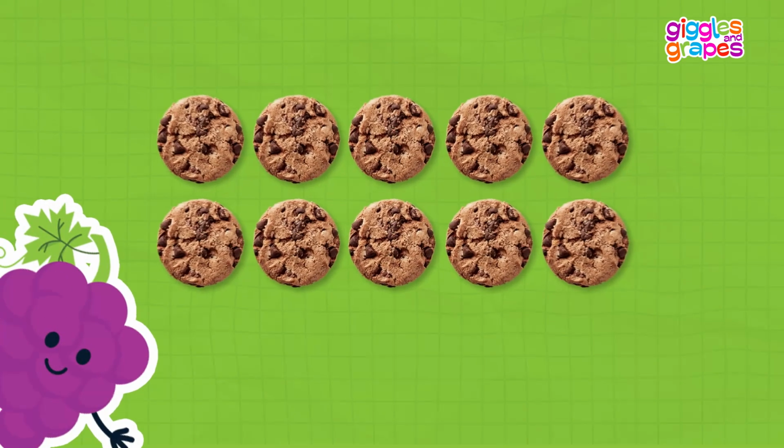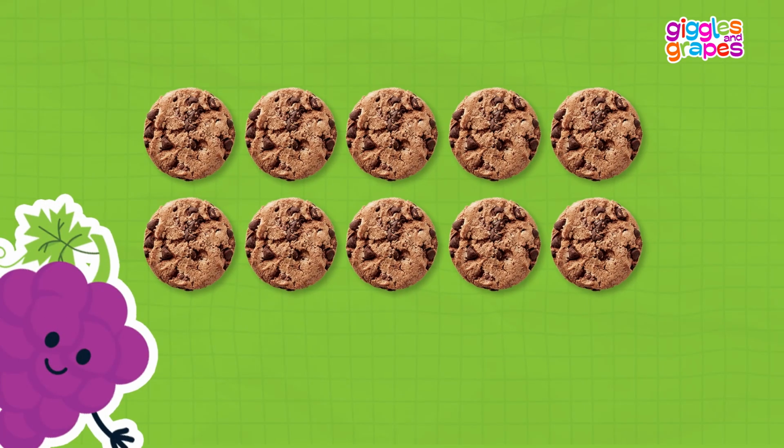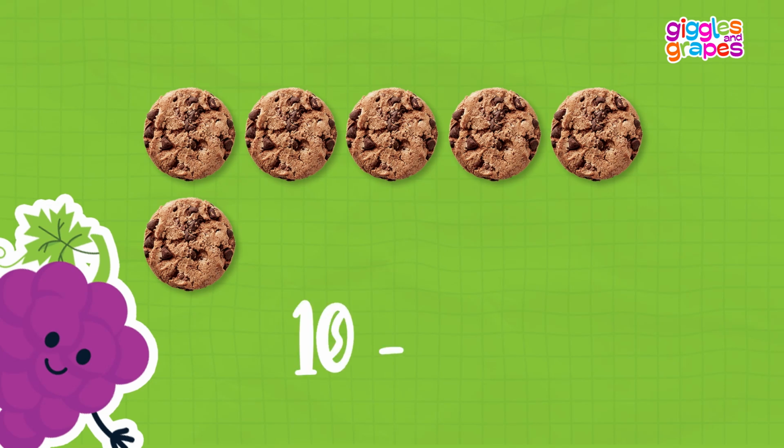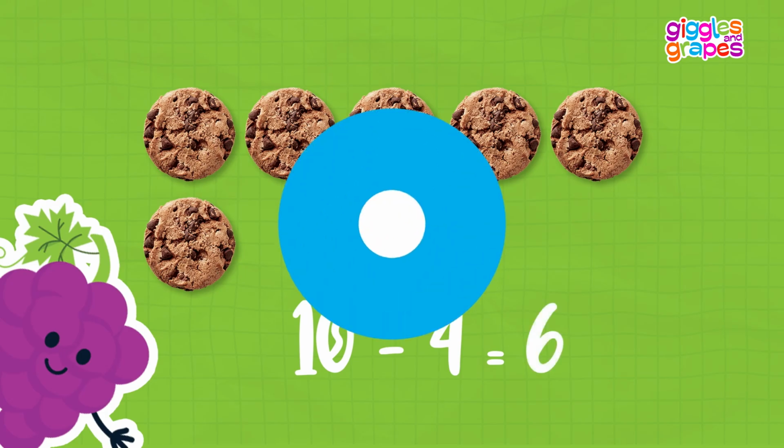Last subtraction problem. If there are 10 cookies and 4 are eaten, how many are left? 1, 2, 3, 4, 5, 6. 6 cookies. 10 minus 4 equals 6.